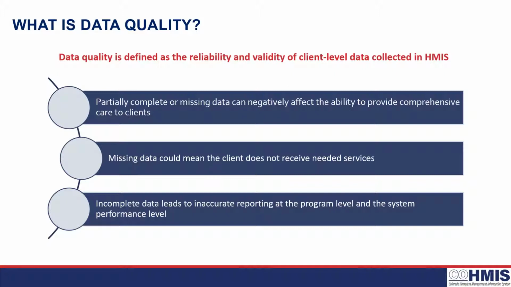Missing data can mean we're not able to connect the client to much needed services. If we're missing a piece of information that's required for program eligibility, or there's something we entered incorrectly, we can negatively impact the client's ability to receive care or services. Incomplete data can also lead to inaccurate reporting at the program level and the system performance level. So that's important because if our community has poor data quality, we can be prioritized under communities that have higher data quality, which impacts our ability to secure funding opportunities. So data quality is tremendously important, and we strive to have as high a data quality as we can here in the state of Colorado.